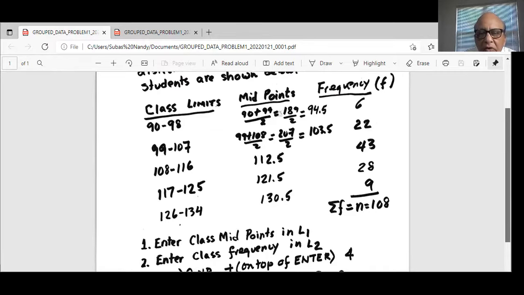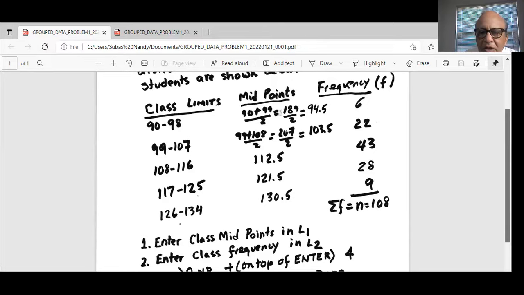So we have to calculate the midpoint or middle point or the center of each group. For example, the first class, the midpoint is calculated as follows. I take the lower class limit of the first group, which is 90. To that, I add the lower class limit of the second class, 99. So 90 plus 99 is 189. Divide that by 2 is 94.5, the midpoint of the first class.